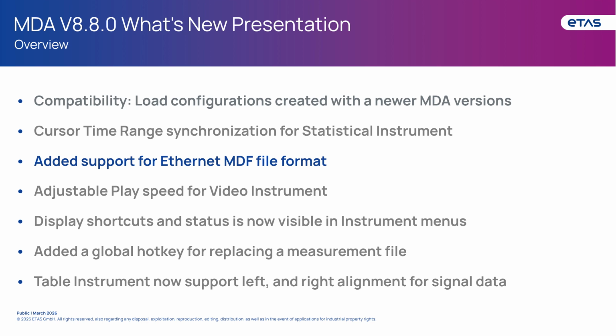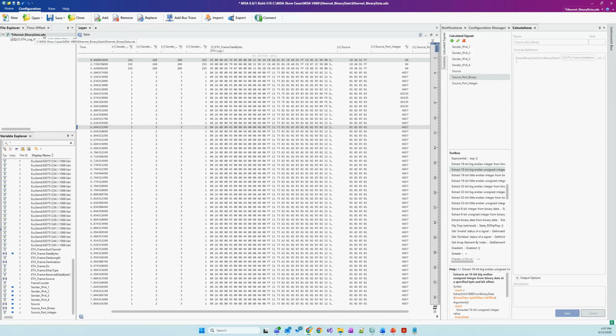This section explains how MDA version 8.8.0 supports reading Ethernet MDF file format. We are expanding our data compatibility within MDA. The tool now supports reading MDF files containing Ethernet data, bringing the same level of analysis you are used to with CAN to high-bandwidth Ethernet networks. Once the measurement file is loaded, the integration is seamless.